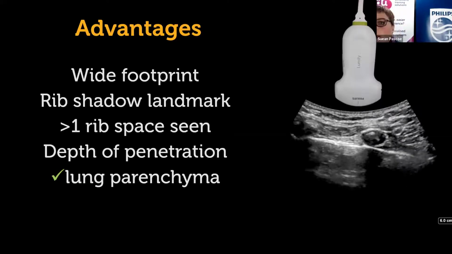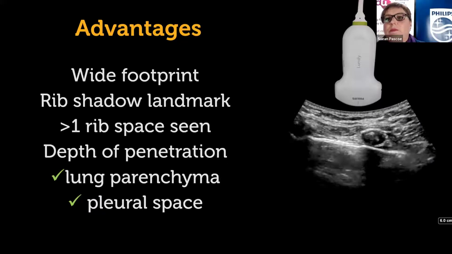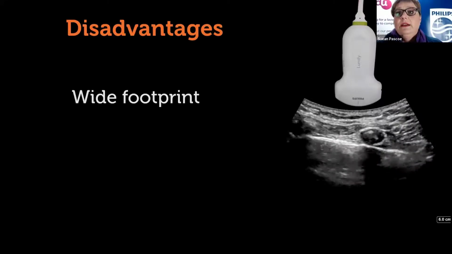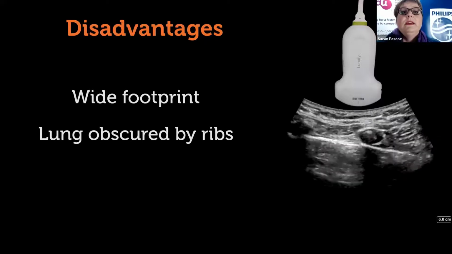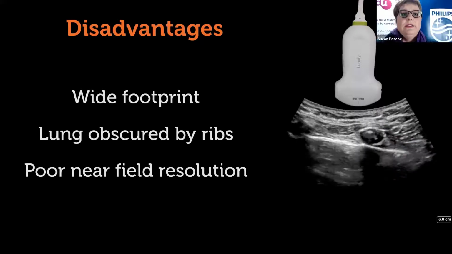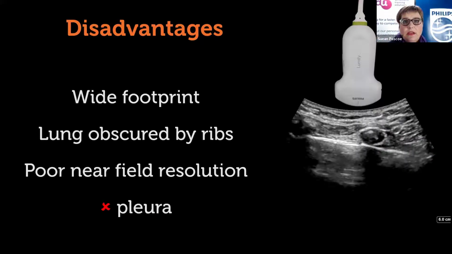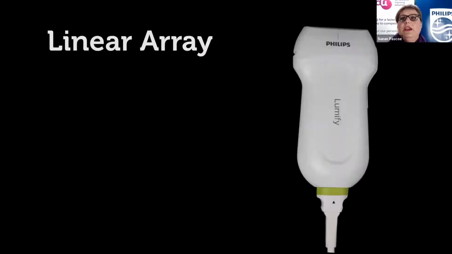And it's really good for the lung parenchyma, but it's a bit average for the pleural line. So the disadvantages, that wide footprint can be a help and a hindrance. The lungs can be obscured by the ribs. The poor near-field resolution means that your pleural line is harder to see. So it's not so great for looking for those small pneumothoraces. But if it's the only one you've got, you learn how to overcome that and get used to reading the pictures that you get from it.